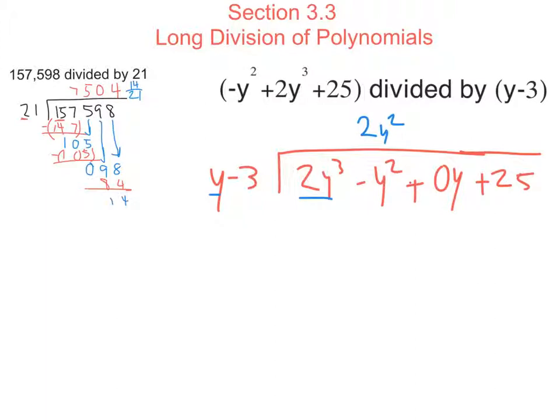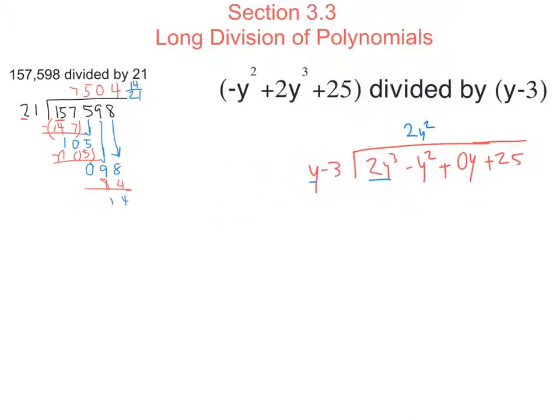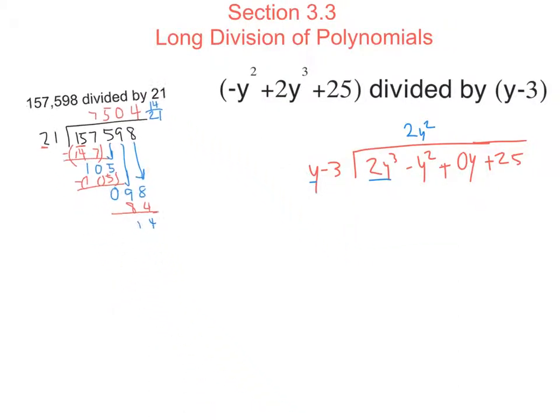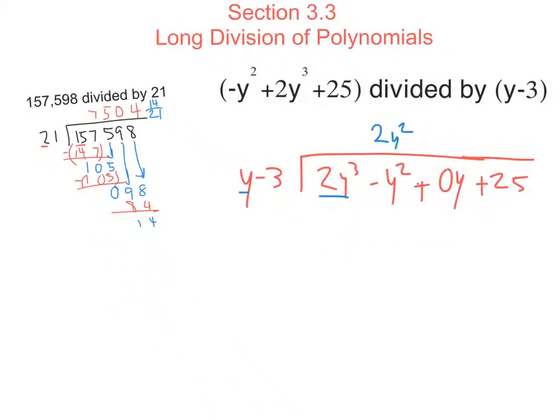So anyway, kind of like where over here, when I found out that 2 times what gave me 15, I said 7. I kind of distributed 7 times 1 gives me 7. 7 times 2 gives me 14. We're going to do the same exact thing over here. We focused in on the y, and we're going to have to distribute. So 2y squared times negative 3. What's 2y squared times negative 3? It's negative 6y squared. And notice that I wrote it right below the minus y squared.